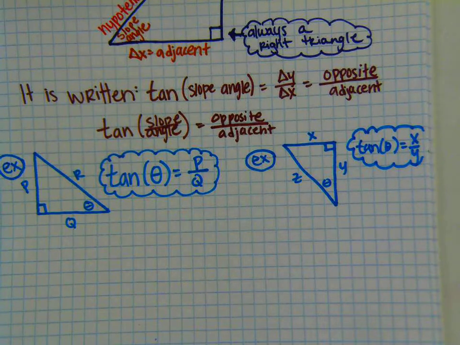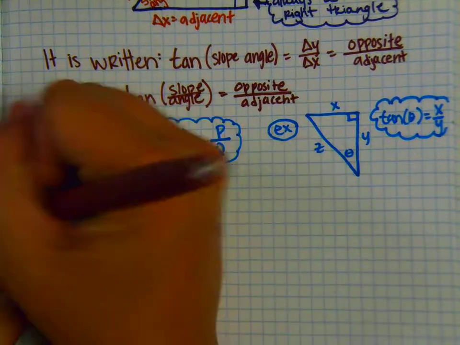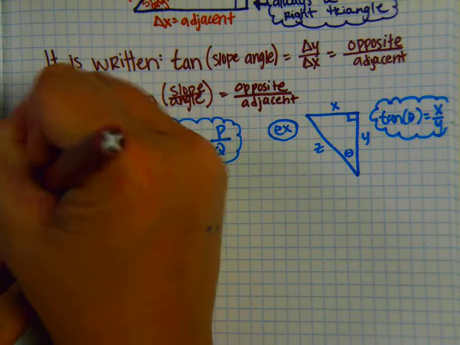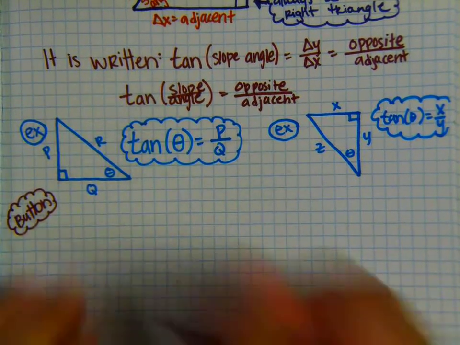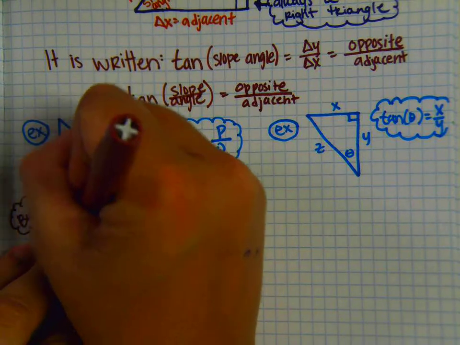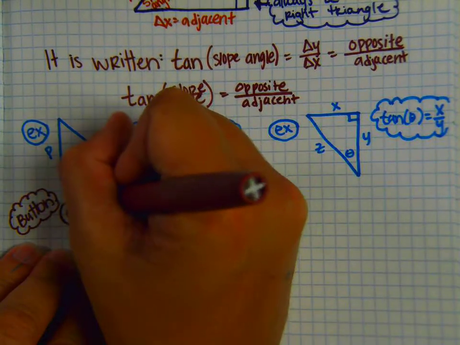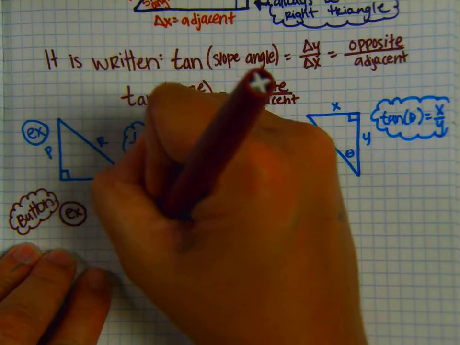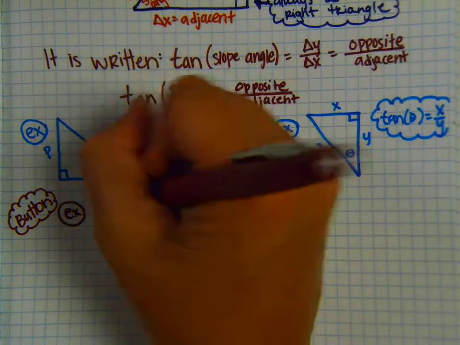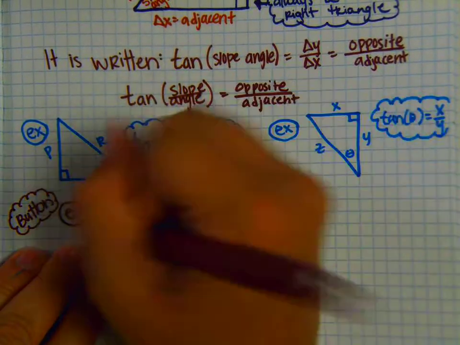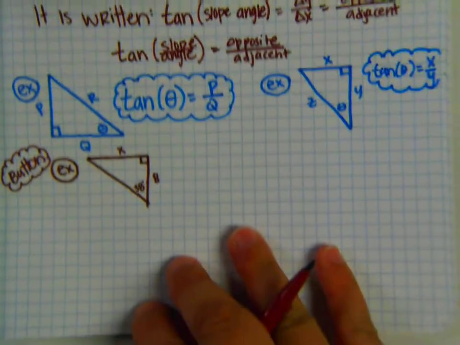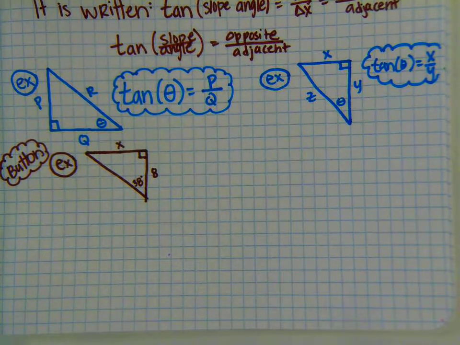Okay. So now we're going to learn how to use the tan button on the calculator. So down here I'm going to write tan button so that you know where the notes are, where I taught you how to use that button. Okay. And we're just going to start with an example. Okay, so we have this triangle. You always start by writing out your tangent ratio.